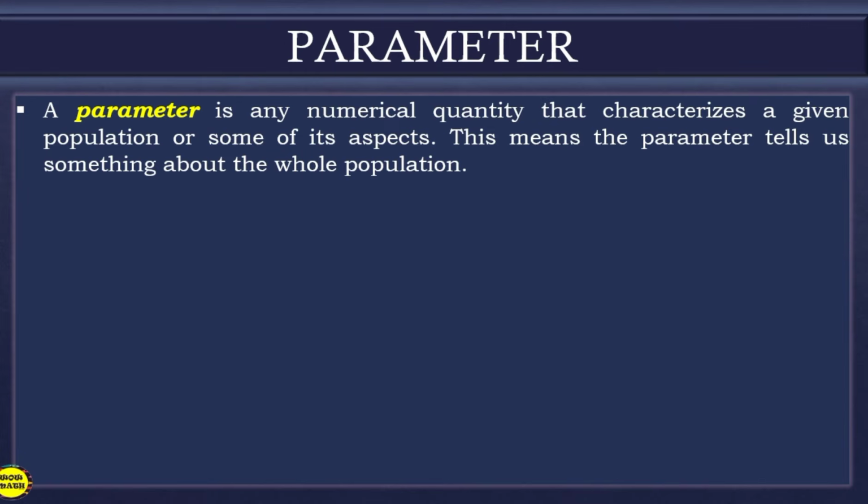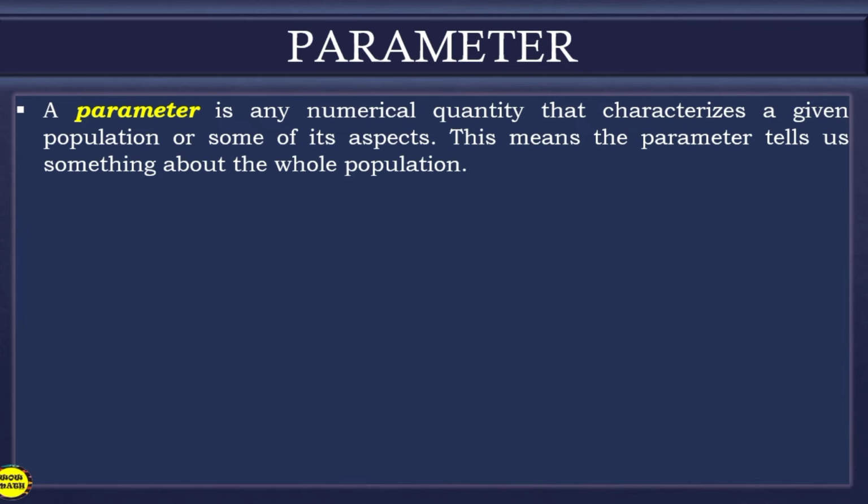A parameter is any numerical quantity that characterizes a given population or some of its aspects. This means that the parameter tell us something about the whole population. So, kung matatandaan natin, na-discuss na natin ito sa mga previous topic natin, may video lesson naman tayo about how to compute the measures of parameter and statistic. So, kung babalikan natin yon, related yun dito.